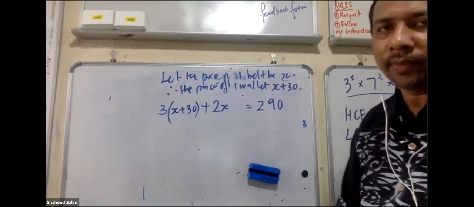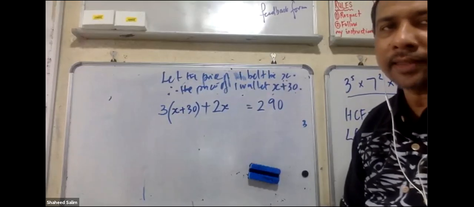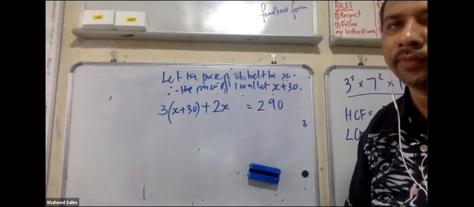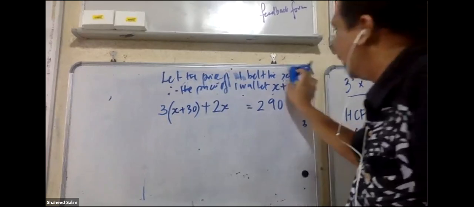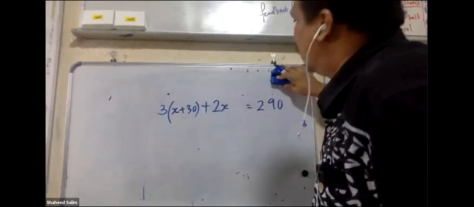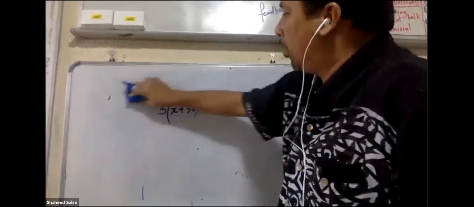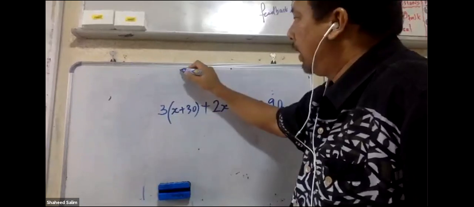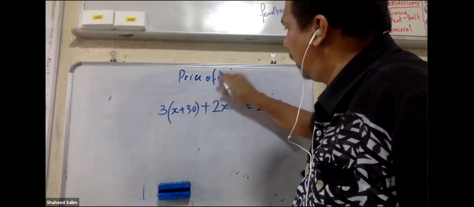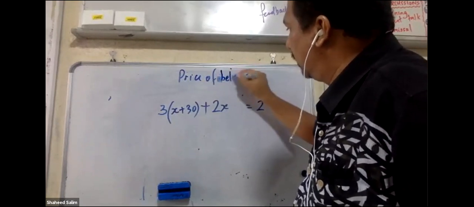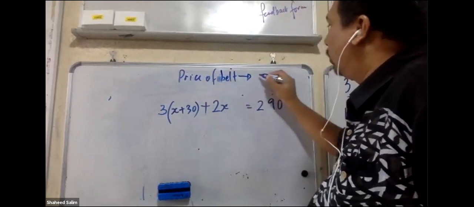I repeat. We go step by step, okay? First of all, they say the price of a wallet is $30 more than a belt. So maybe I write it very neatly. If you don't want to write a long sentence, no problem. You can write price of belt. The belt is cheaper, right? You can put X.